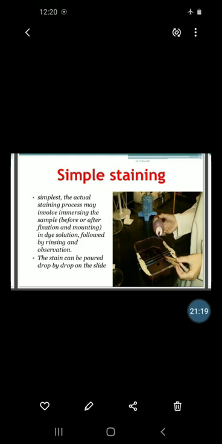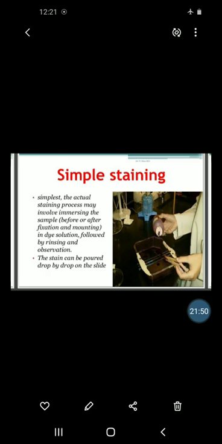After watching this video, you should be able to explain what is staining, what is a stain, what is heat fixation, what is the need of staining, the different types or techniques of staining, and give a detailed account of simple staining. I will stop here.